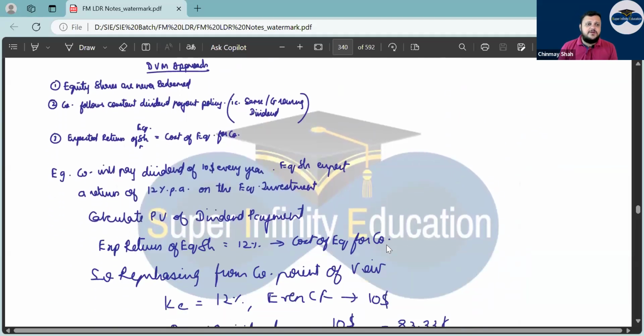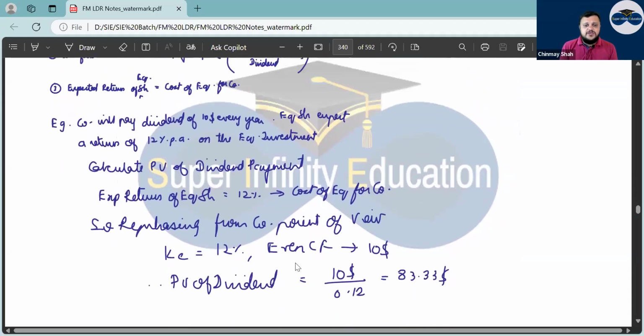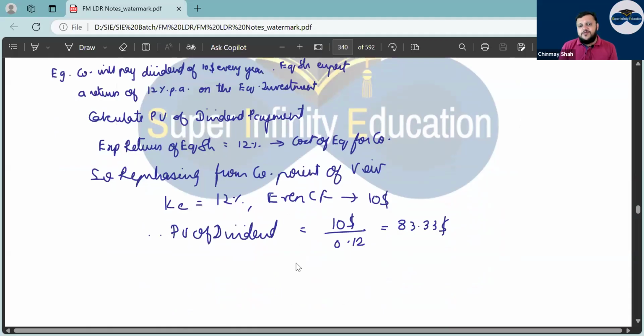Never redeem. Company follows what? Constant dividend payout policy. That is same or growing dividend, right? Expected return of equity shareholder is equal to cost of equity for company. Correct? Company, I had also done the valuation of what? Shares here. Correct? Logically, the dividend that you pay, if you find the present value of that today, then it will be something that can be done, right? So PV of dividend is what? $10 by 0.12, right? So present value of dividend, you find out, is nothing but the share price.